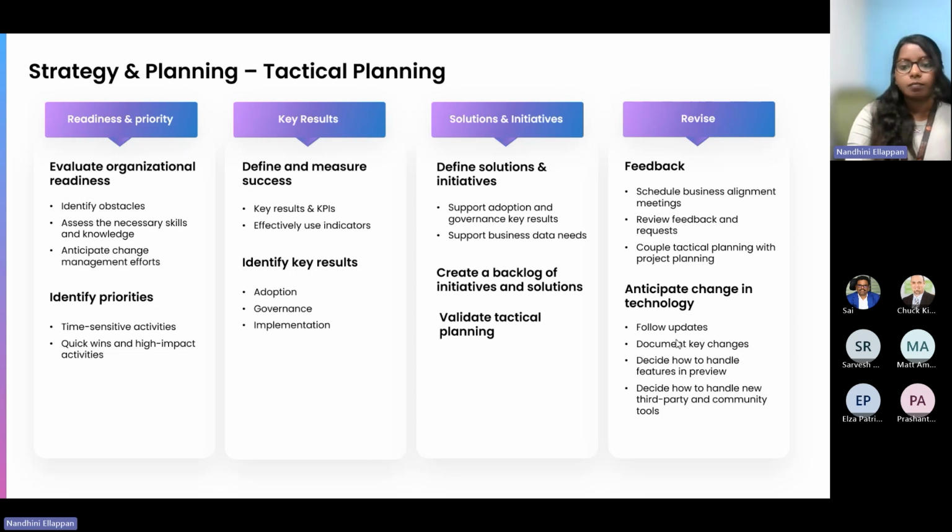And the third part is about defining the solution and initiatives. We need to support our key results while also meeting our business data needs. So, at the final part, we would be revising our plans based on feedback from users and peers and any changes in the technologies. To make sure we are adapting to all these changes and feedbacks, we usually schedule meetings to make sure we are revising our tactical plan and we are updating our project plan based on these changes.